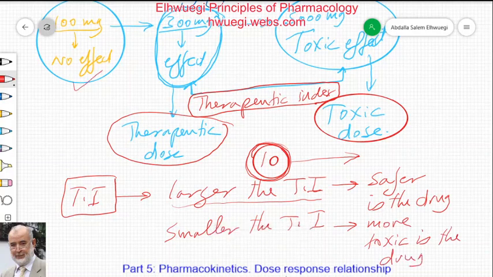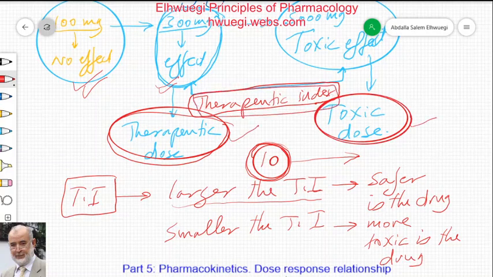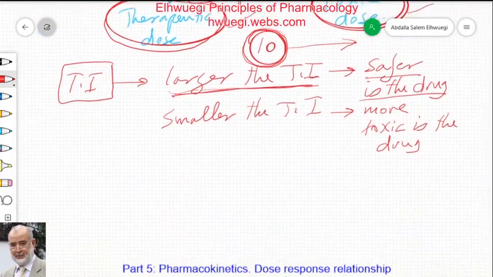So, in a small dose, the drug produces no effect. I increase the dose, we reach a dose which can produce a therapeutic effect, and this dose is known as therapeutic dose. Okay? This therapeutic dose, if we increase it, the effect will continue, but we will reach a dose that can produce toxic effect. This dose is known as toxic dose. The difference between the therapeutic dose and the toxic dose is known as therapeutic index. The larger the therapeutic index, the safer is the drug, and vice versa. Okay? Now, let us take an example.